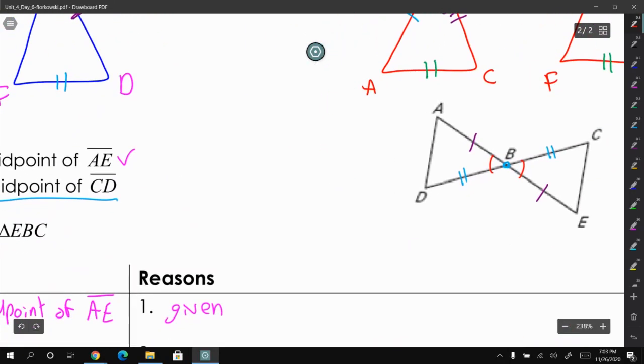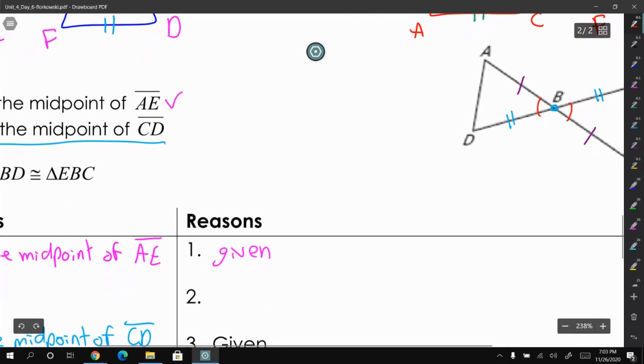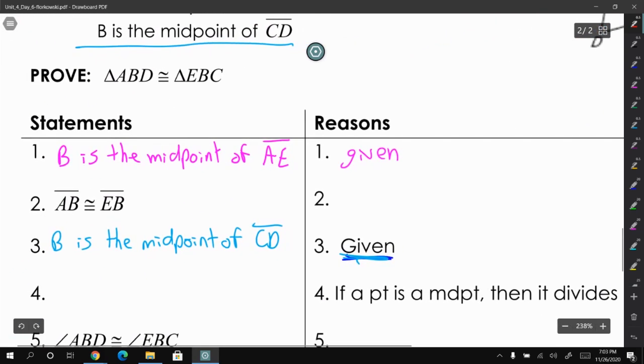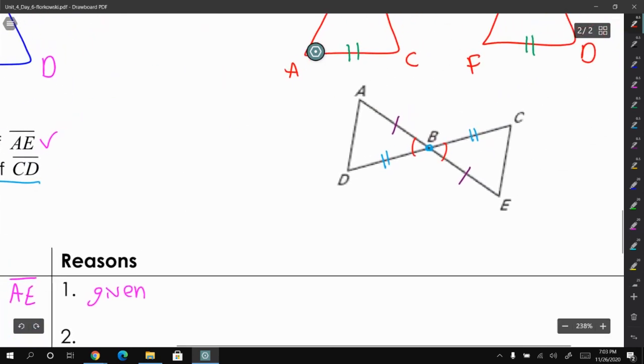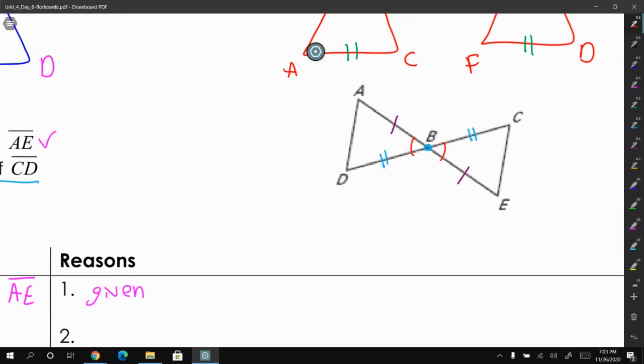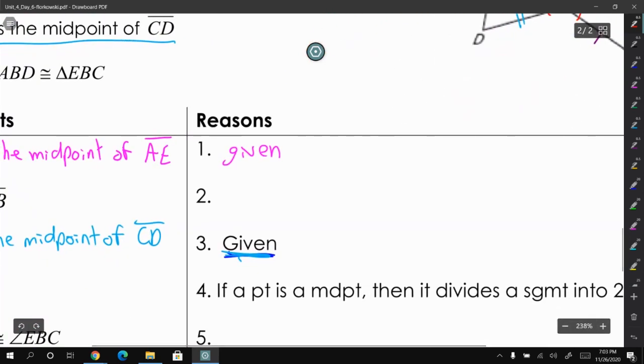All right, so now let's actually go in and fill in the proof. The second statement says AB is congruent to EB. Why did we say that? Well, we said that because B is a midpoint. So the reasoning would be the definition of a midpoint.